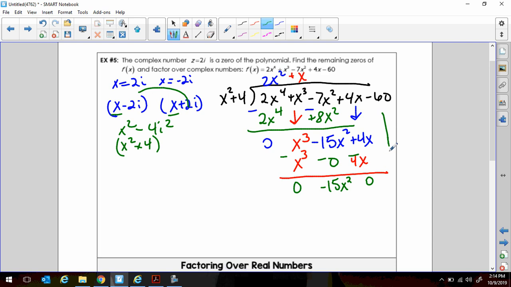I'm going to bring down the negative 60 from way up there. All right. X squared times what will give us negative 15x squared? Well, I need a negative 15, right? Negative 15 times x squared is negative 15x squared. Negative 15 times 4 is negative 60. Okay, but we are not adding. We are subtracting. Minus. This cancels. It's 0. Minus. This cancels. It's 0. Perfect.